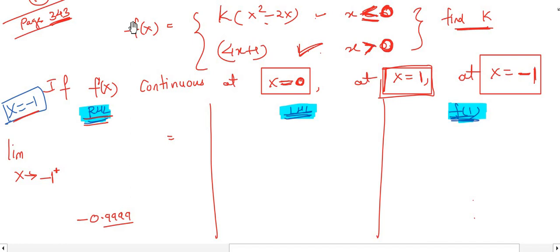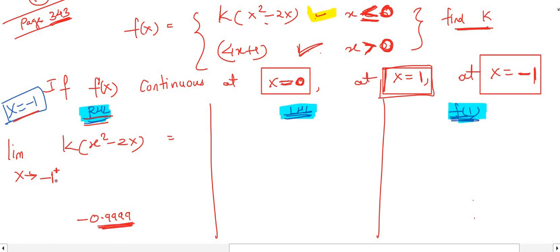Okay. So which one should I take? This or this? Minus 0.999. It is still less than 0. Okay. Meaning a little bit more than minus 1, which is this possibility. Correct? If you check on number line, you will see it has to be this, which is still less than 0. So which one should I take? Which is still less than 0? This one. Correct? So let me write down kx square minus 2x.